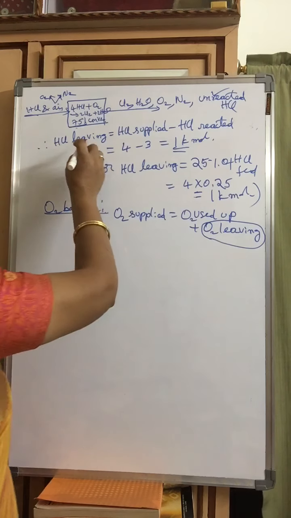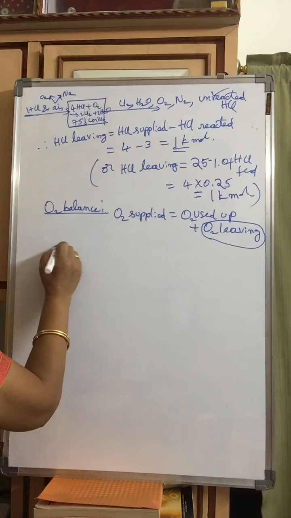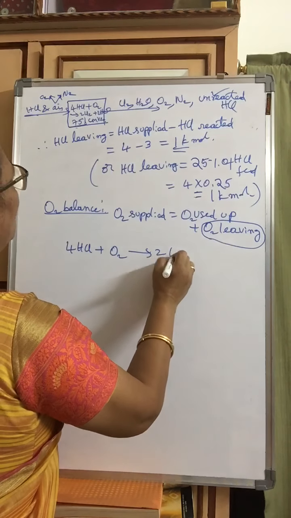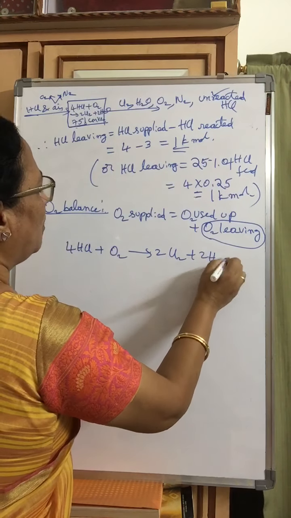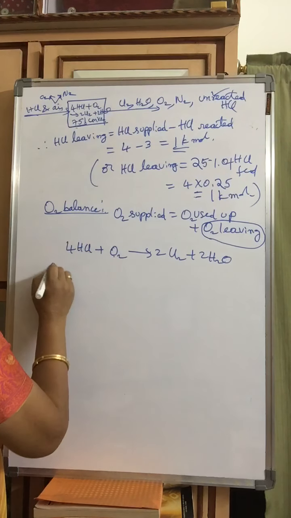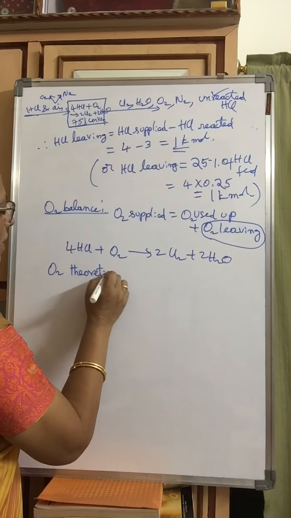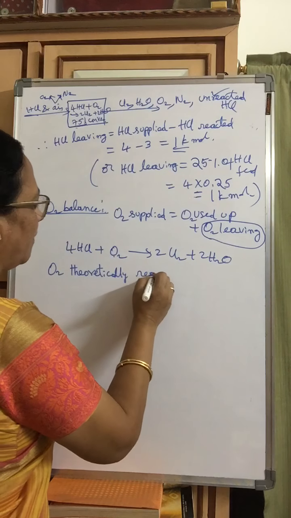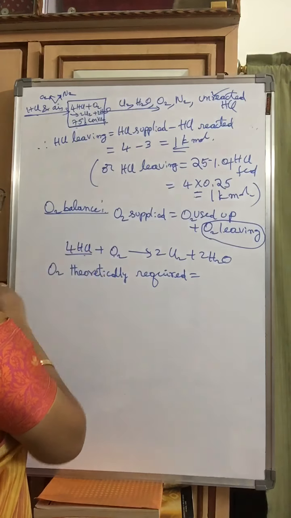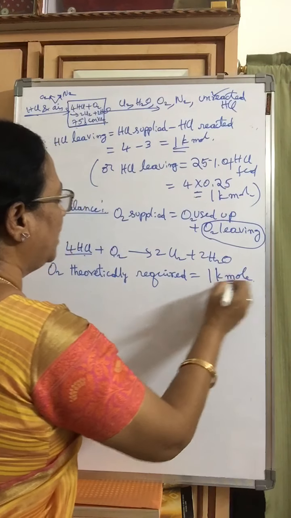From the stoichiometric equation, let me write it again here: 4 HCl plus oxygen gives 2 Cl2 plus 2 water. This is the stoichiometric equation. So, according to the stoichiometry, how much oxygen is theoretically required? Our basis is 4 moles, so for 4 moles of HCl, 1 kilomole of oxygen is theoretically required.